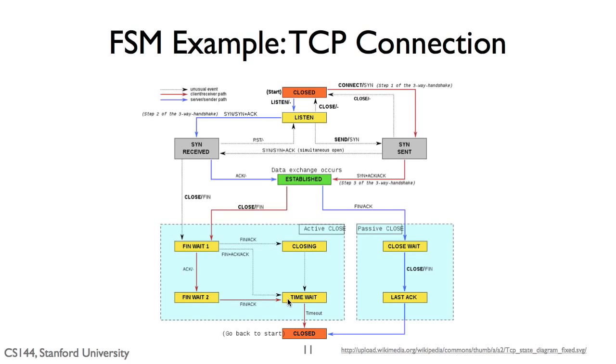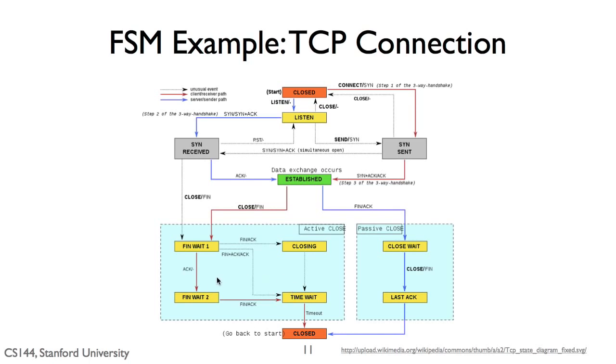Finally, it could be that both sides actively close at almost the same time and send FINs to each other. In this case, both are in the FIN wait 1 state. Each one will see a FIN from the other side that doesn't acknowledge its own FIN. In this case, we transition to the closing state, and when our FIN is acknowledged, we transition to the time wait state, just as with the middle edge.